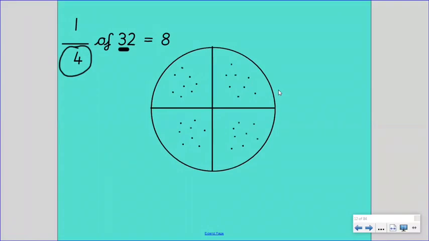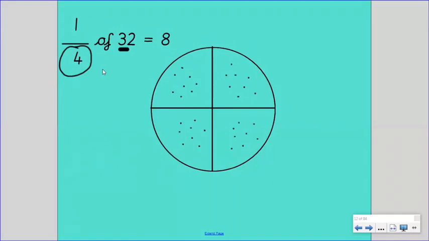So you could do it that way, or you could count in your 4 times tables and stop when you get to 32. So let's do that together now. So from 4, 4, 8, 12, 16, 20, 24, 28, 32. And you should have 8 fingers in the air, and that's your answer.